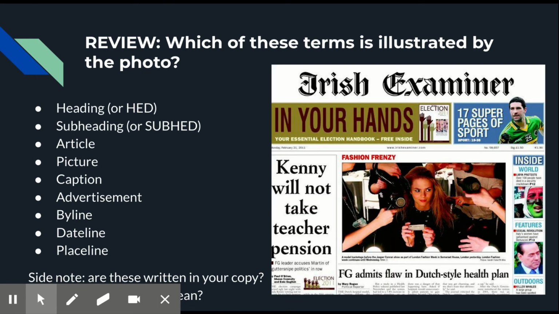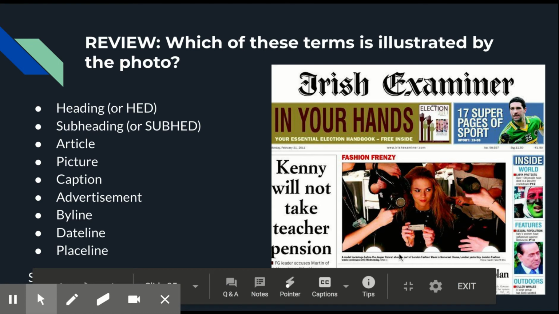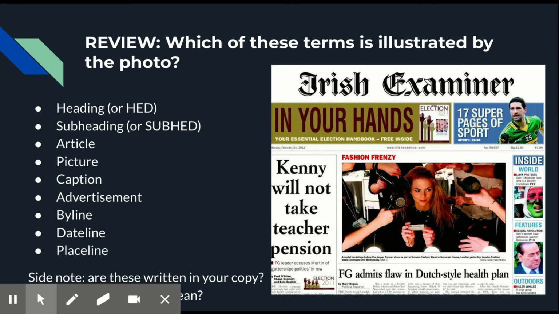Let's look at another one. So for this one, I didn't put an arrow there, but what I want is this little bit of text, you can't really even see the words, that's right underneath that picture of the woman who is having her hair done. What does that illustrate? All right, time's up. Ding, ding, ding. That one was caption. So if you said that was caption, you are absolutely correct.